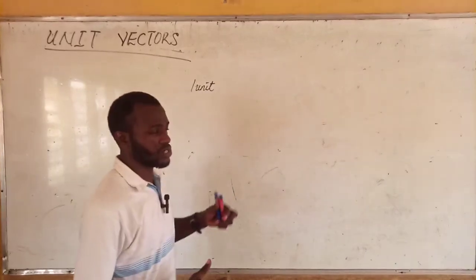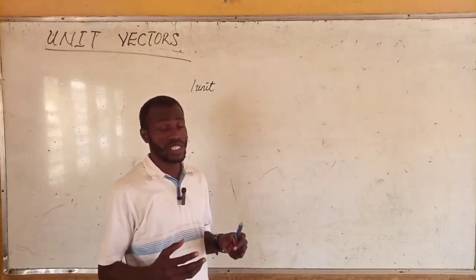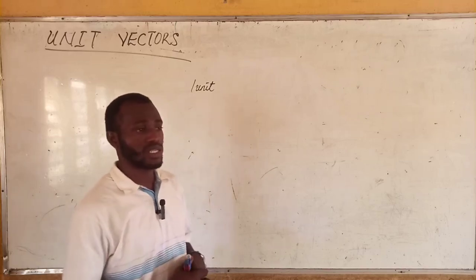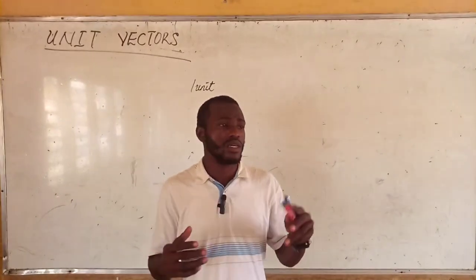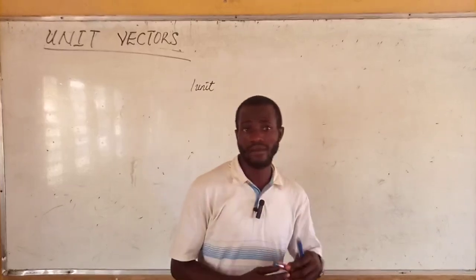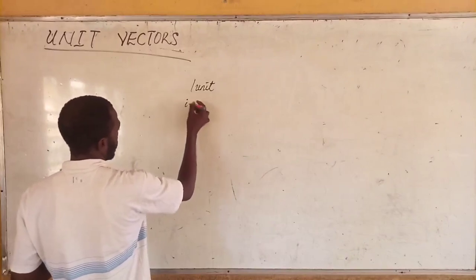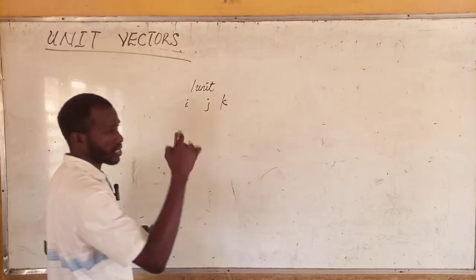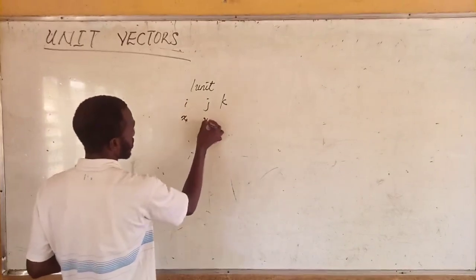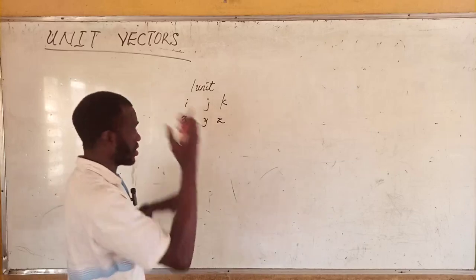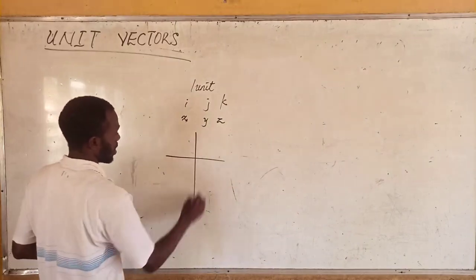So unit vectors are a special way of viewing the three-dimensional space. They use letters that basically represent the three dimensions that we have. So you will see letters like i, j, k, and these letters correspond to the three directions x, y, and z. Do you understand? So they correspond to the x, y, and z, and that is a way of just saying that you have the x, the y, and the z plane.